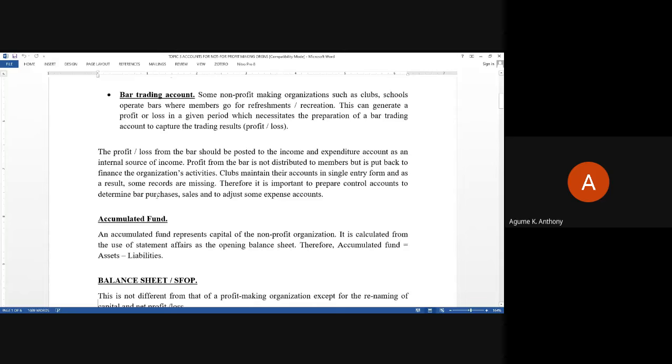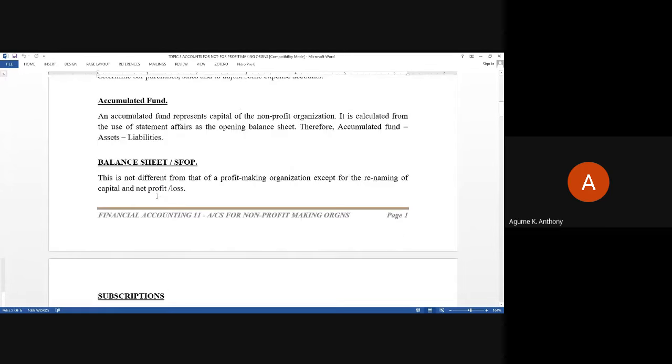Now, accumulated fund. I've said that the accumulated fund normally represents the capital of a non-profit making organization, and this is normally calculated from the use of a statement of affairs as the opening balance sheet or statement of financial position. Therefore, accumulated fund is equal to assets minus liabilities. Then we have the statement of financial position. This is not different from that of a profit-making organization, except for the renaming of capital and net profit or loss.